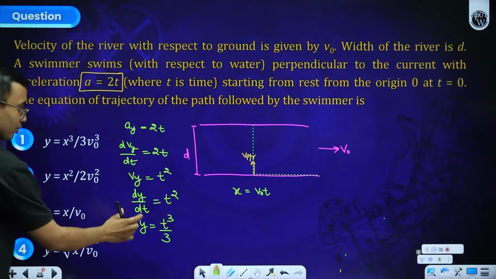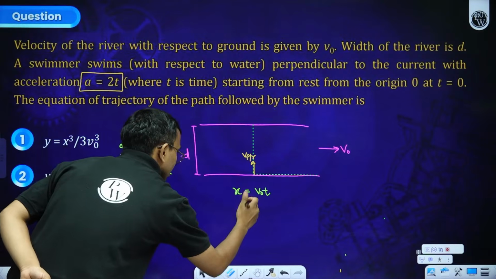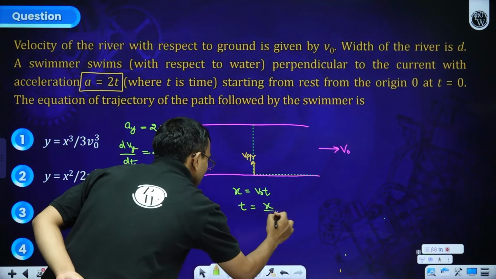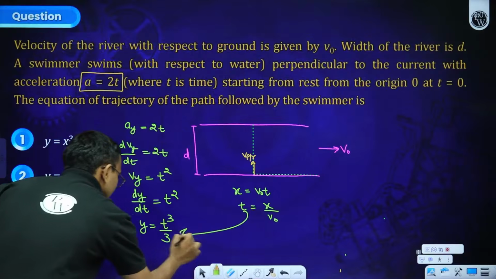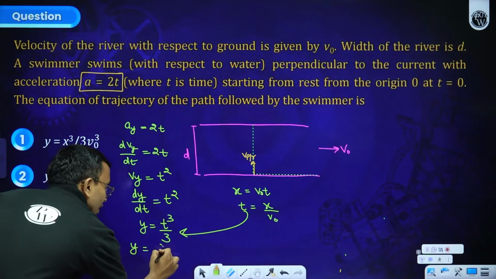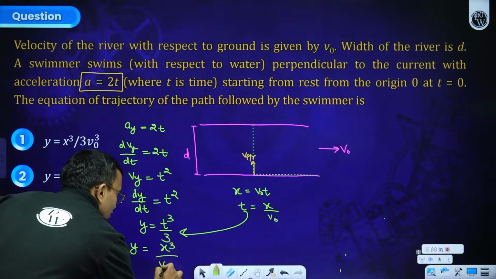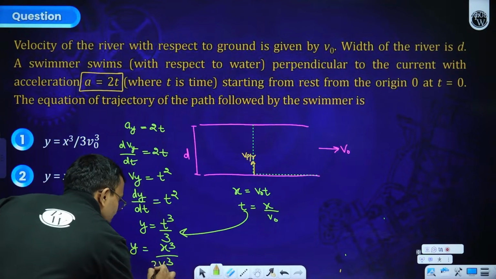X is v naught into t. Okay, replace it. What is t from here? X by v naught. Put it here. Y is equal to x cube by v naught cube into 3.